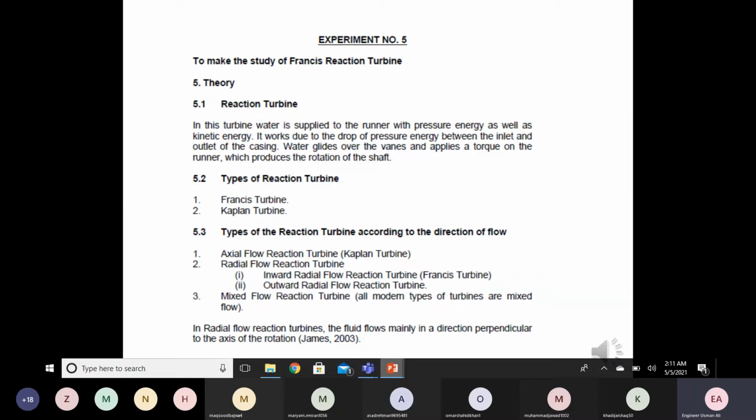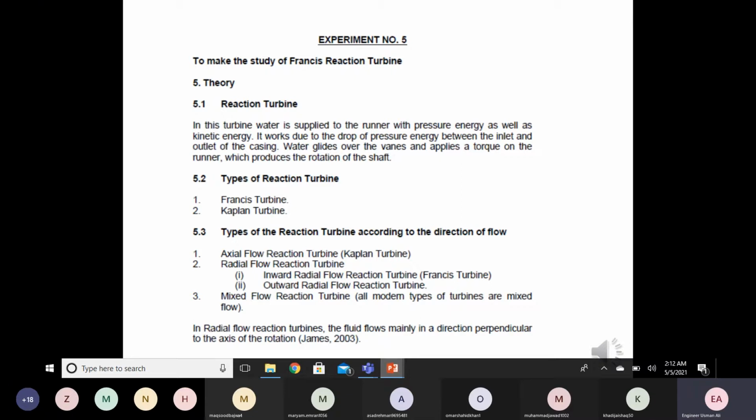First of all, what is a reaction turbine? In our previous job, we discussed the impulse turbine, where the total energy of water was converted to kinetic energy or velocity energy in the form of a jet of water, and that was used to do the work of rotating the runner. But in the case of a reaction turbine, water is supplied to the runner with pressure energy. Remember this, the reaction turbine is also known as the pressure turbine, because the main energy to do the work is the pressure energy.